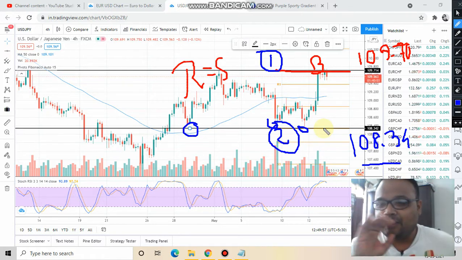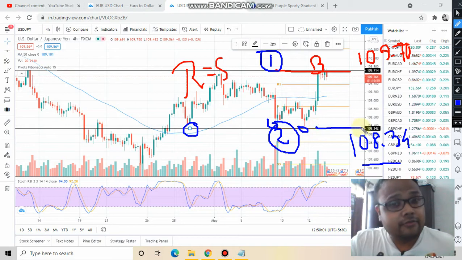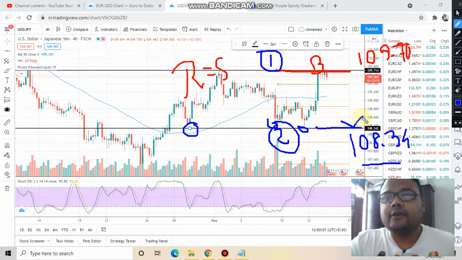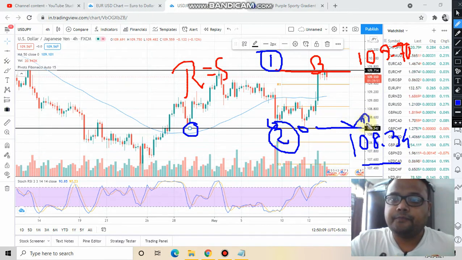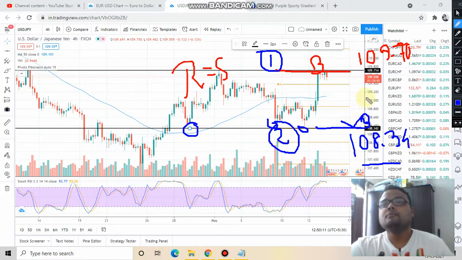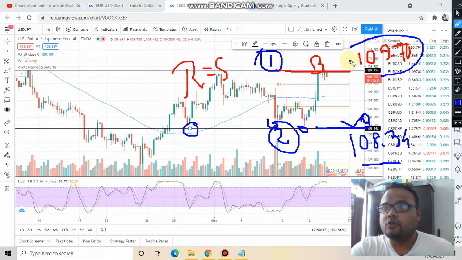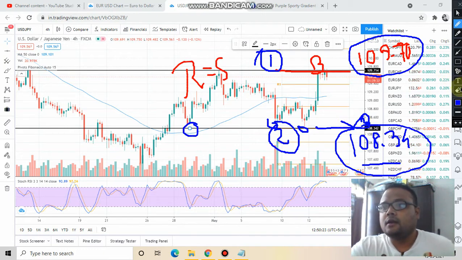Your duty will be to observe the price. If you see that after hitting the 108.34 level, market is bouncing, market is about to reverse from here, then you can go for a buy at this level. So if market crosses the level 109.70, you can go for a buy, and if market reverses from this level 108.34, then you can go for a buy here.